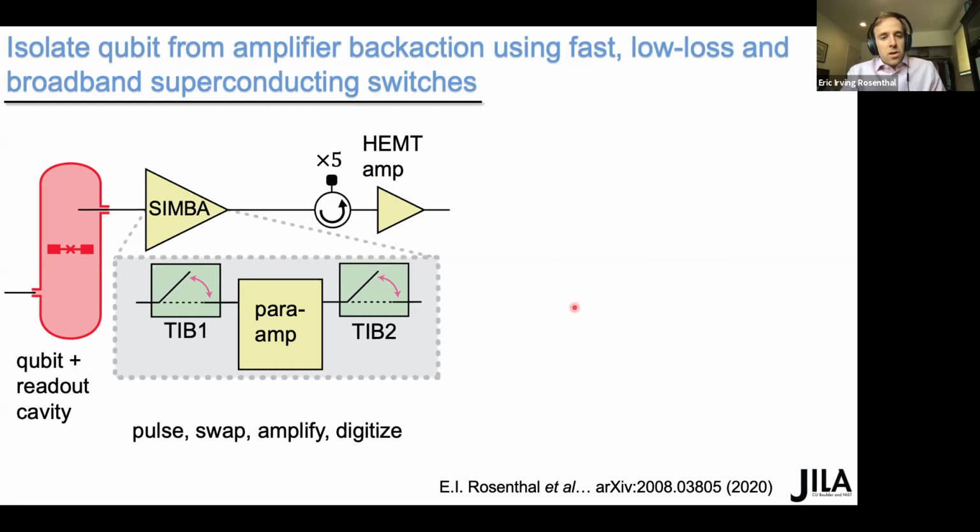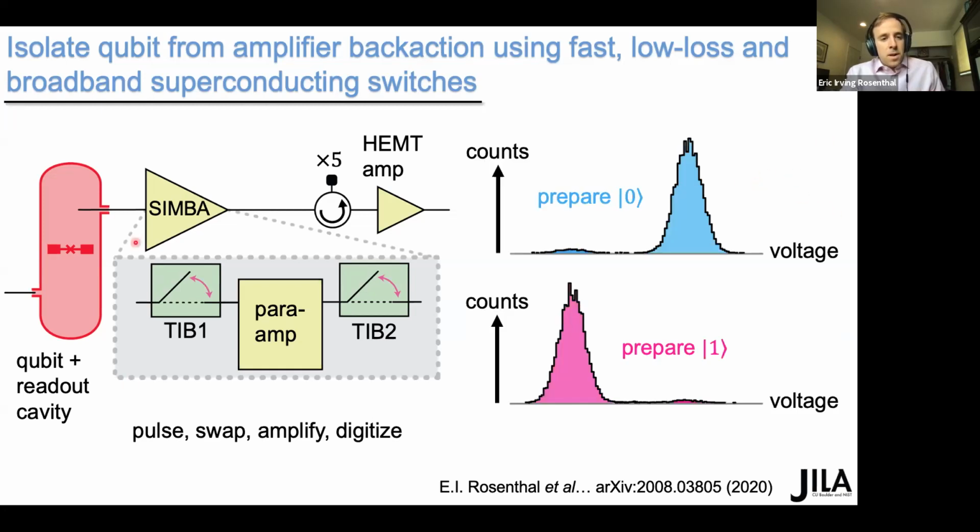And so when we do our qubit measurement, we send a pulse into our readout cavity, do this swap operation, amplify the state in our parametric cavity or our amplifier, and then use the second TIB to connect our amplifier to a measurement chain and learn the state of our qubit at room temperature.